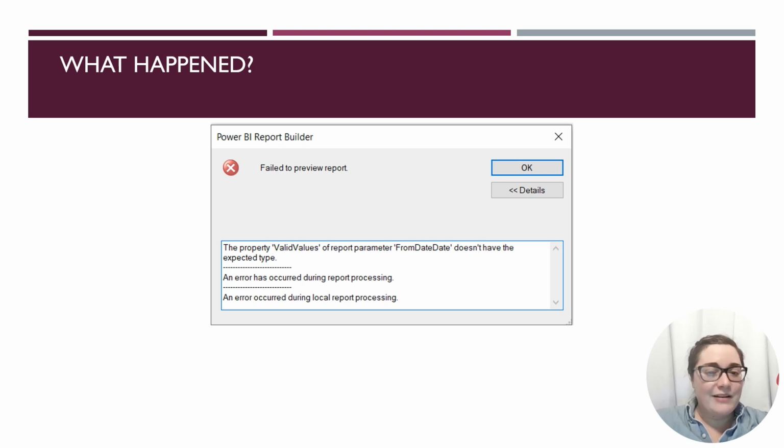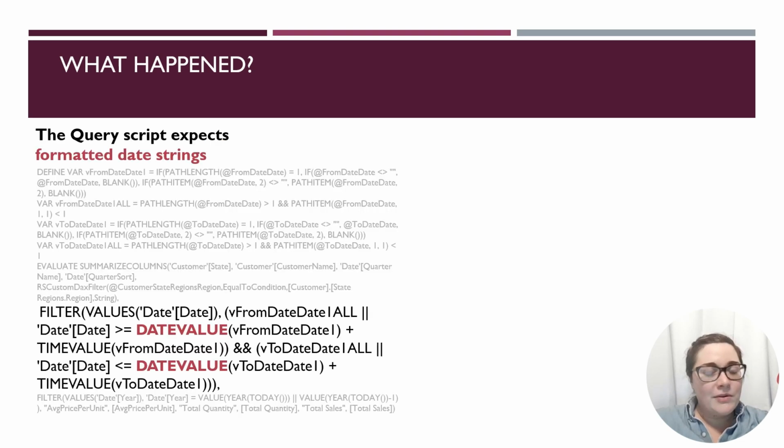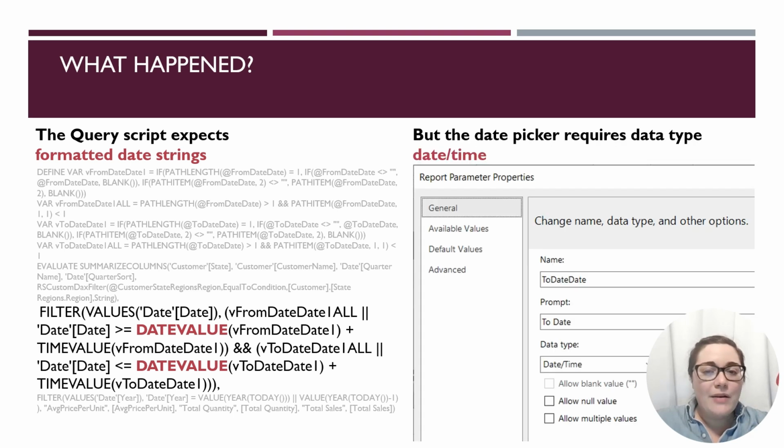Going back to the error, we can tell based on the information in Power BI Report Builder's error that there's some sort of issue with type. And if we dig in a little bit further, we're able to figure out that the DAX query script is actually trying to use formatted date strings. That's that date value right there, gives us that dead giveaway, where the date picker is requiring data type date time. So we have a fundamental disconnect between what the query needs to return values and what the report parameter needs to use to make it possible for us to have that selection in that convenient date picker.